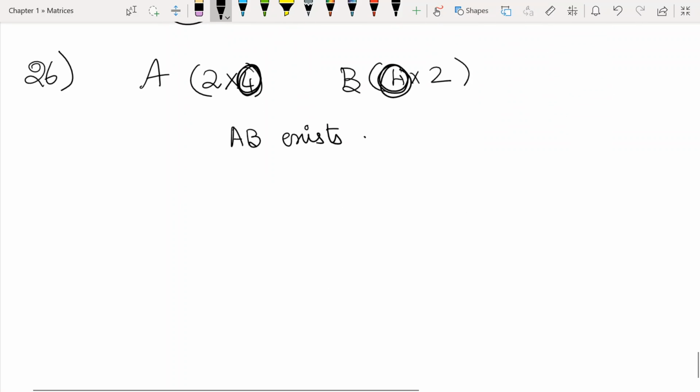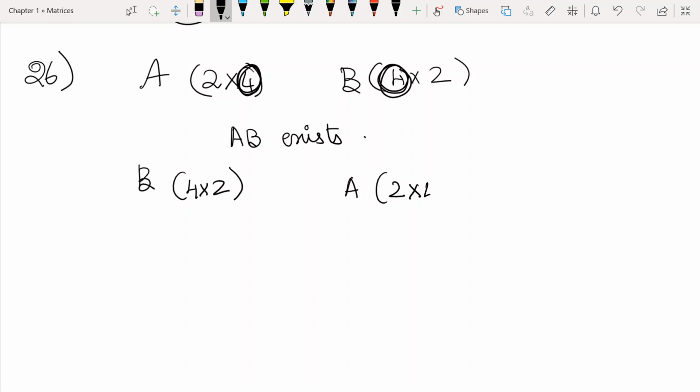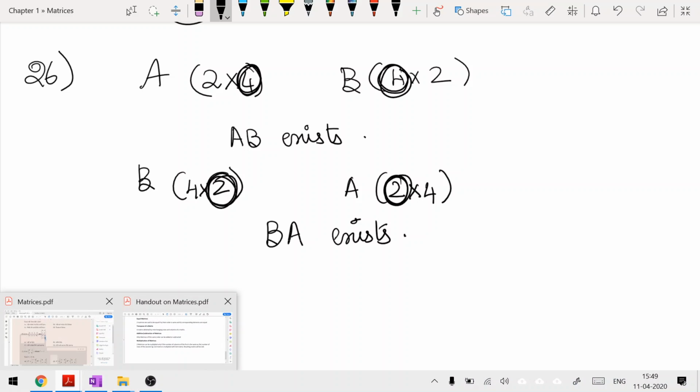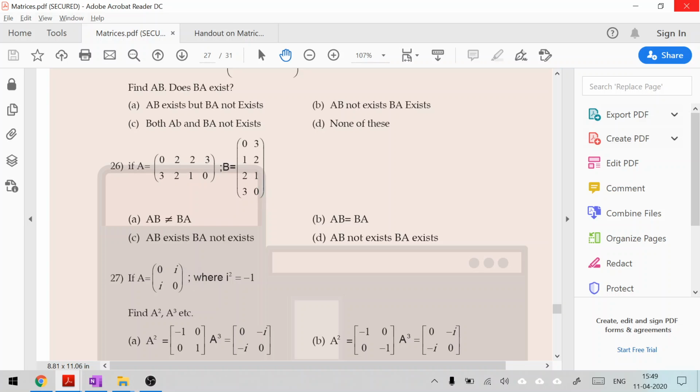Next, let us also write down B, A and C. B is 4 by 2 and A is 2 by 4. So number of columns of the first one is equal to the number of rows of the second one. So BA also exists. Now let us look at the options. AB is not equal to BA. We don't know. We have not multiplied, so we don't know. AB is equal to BA. We don't know. We have not multiplied. So either one of them can happen. But let us go to the next one.